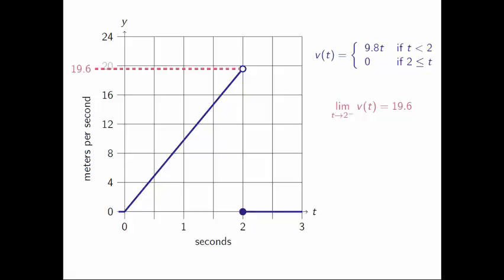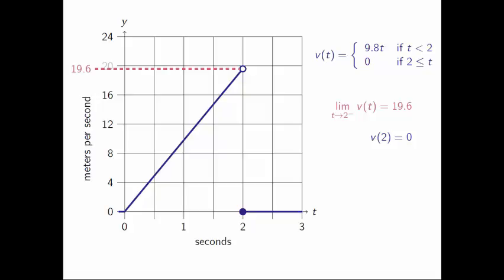I want to make 2 observations at this point. The first observation I want to make is that in our model, the velocity of the sack at 2 seconds is 0. It is not 19.6. Remember, when we take the limit of a function as t goes to 2, we don't actually care what the function is equal to at 2.